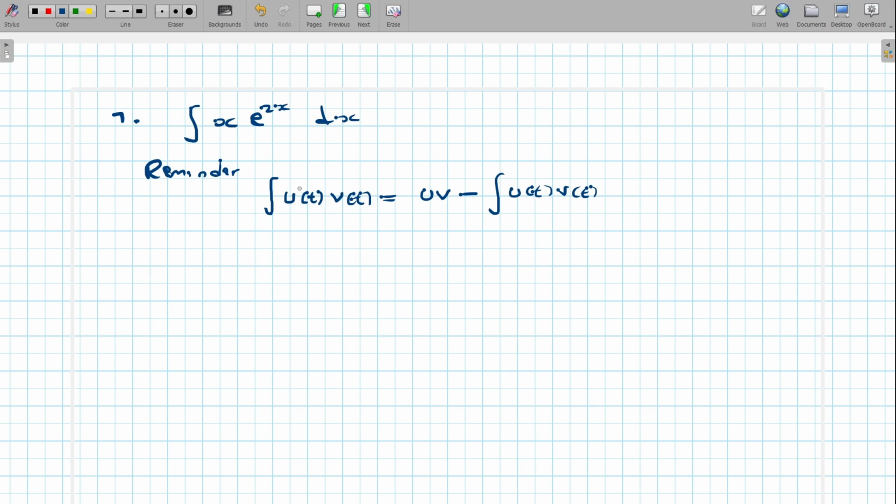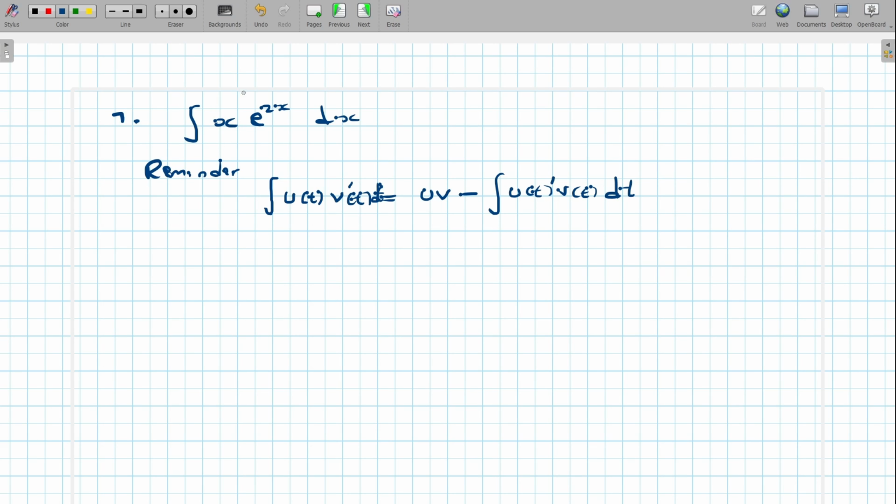Sorry, here we're supposed to have u and then v prime, and then here we're supposed to have u prime and then v, and then dt, like so. Then we also have to put the dt here. So the integral of a product of two functions that depend on the variable t is going to be equal to this formula. This is known as the integration by parts formula.